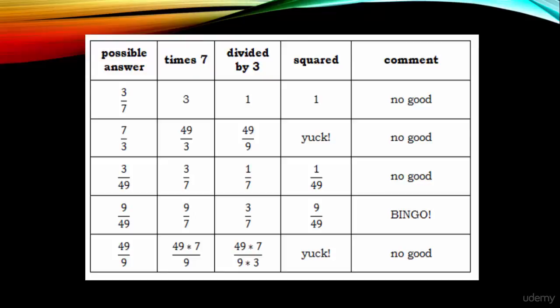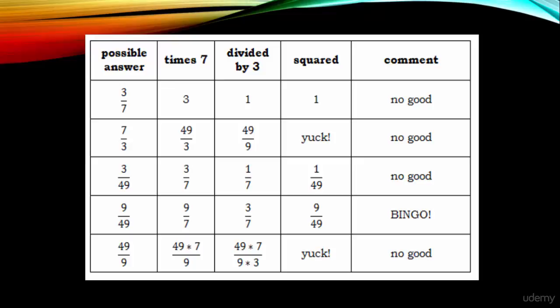3 by 7 times 7 would be 3. Divided by 3 is 1. Squared, it would be 1. This is no good. Consider 7 by 3 times 7, 49 by 3. Divided by 3, 49 by 9. If you square it, not at all close. Not good. 3 by 49 times 7, 3 by 7. Divided by 3, 1 by 7. Squared, 1 by 49. This is not good too.